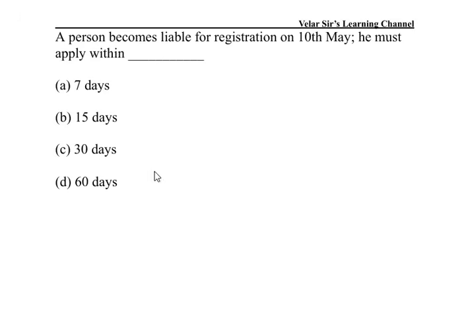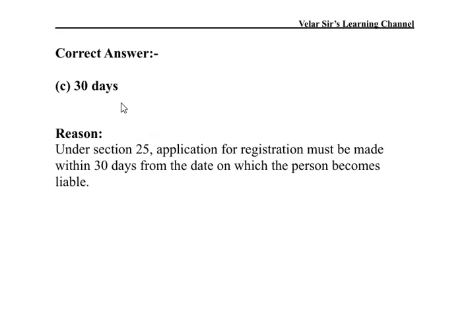A person becomes liable for registration on 10th May. He must apply within dash. First option is 7 days, second option is 15 days, third option is 30 days, and fourth option is 60 days. The right answer is what? 30 days. The reason is under Section 25, application for registration must be made within 30 days from the date on which the person becomes liable. The 30 days you should keep in mind.